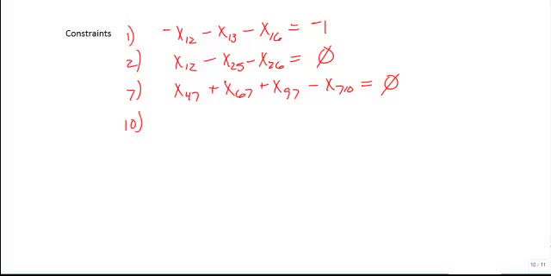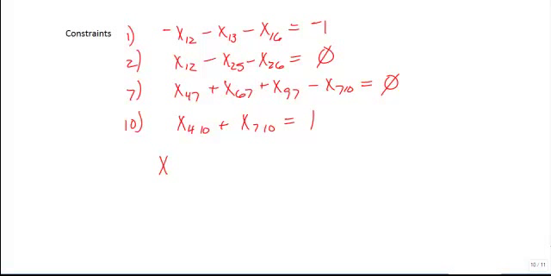At node 10, we only have inflow there, x410 and x710 are the inflows. No outflows, and we do have demand because that is the destination, so our demand there will be 1.